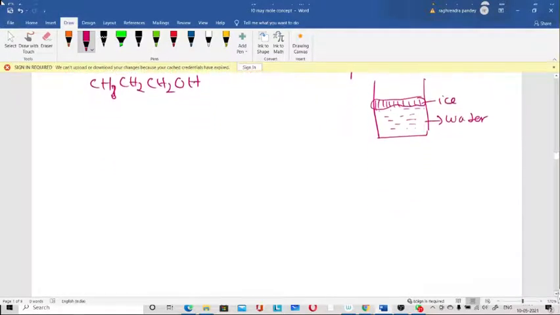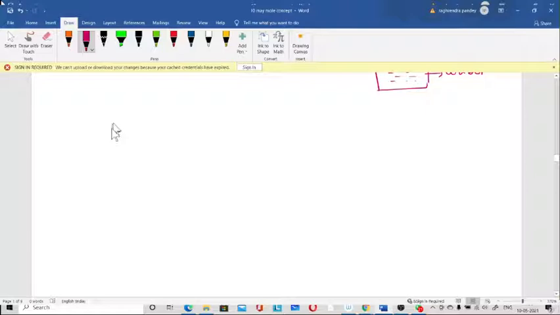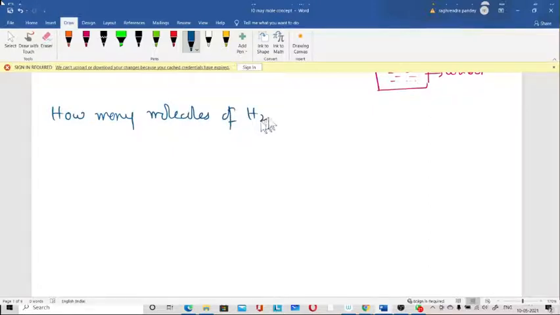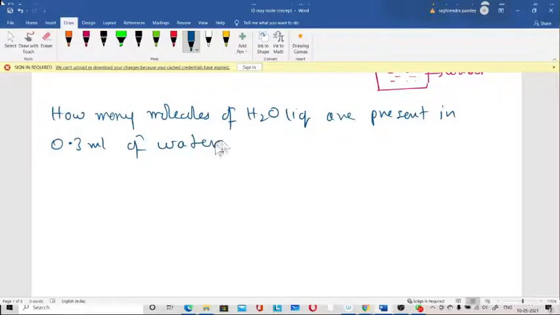Now suppose they ask you how many molecules of water liquid are present in 0.3 ml of water. Okay, how many molecules of water, liquid water, are present in 0.3 ml of water?